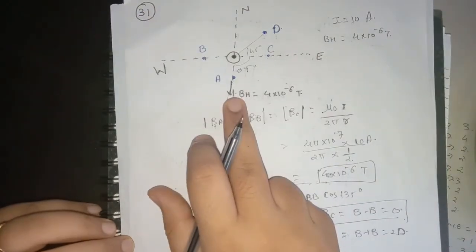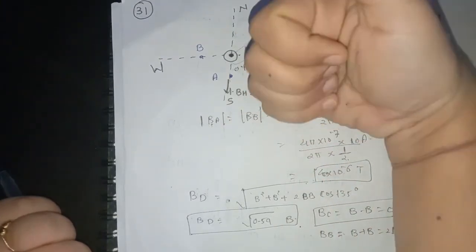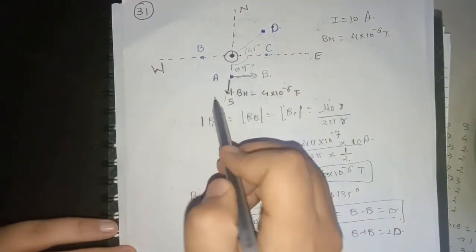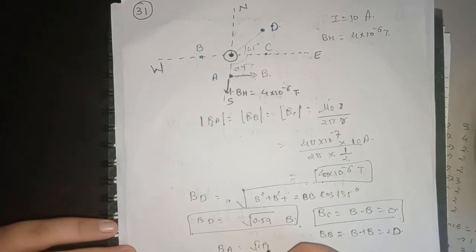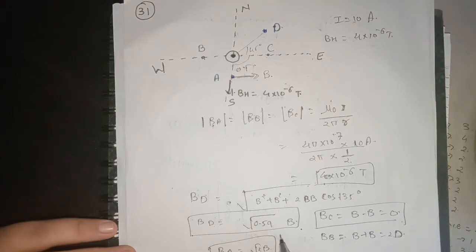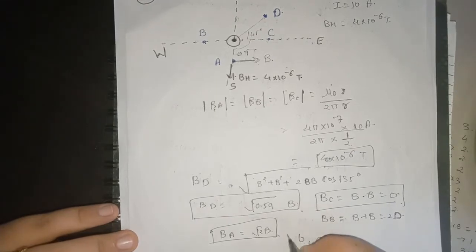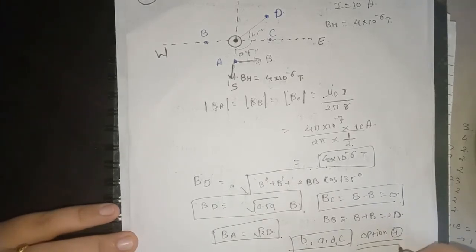Now magnetic field at point A. Here due to the conductor the magnetic field at point A will be towards east, so this is magnetic field B. The resultant of these 2 will be root 2 B. So magnetic field at point A is root 2 B. If we arrange these points in ascending order, the order will be B, A, D, C. At C magnetic field will be minimum. So option 4 is the correct option.